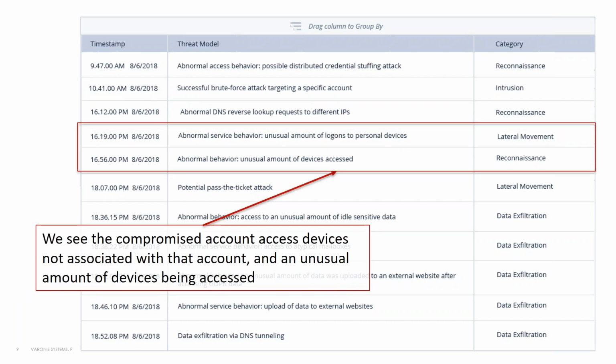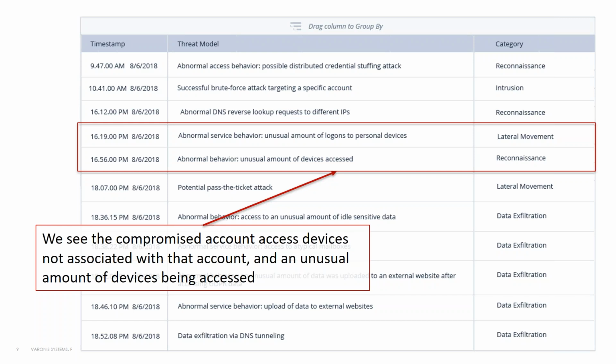So now we move on, and we're starting to see some lateral movement. They've mapped the environment, and now they're starting to try and get into those machines. So we start to see unusual amounts of logons to personal devices. Because we're capturing that user information, we know which devices users use, and we align them to those devices. So where we see other accounts starting to log on to those personal devices, that's abnormal behavior.